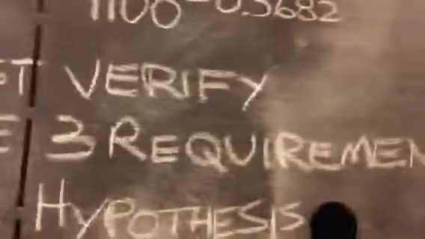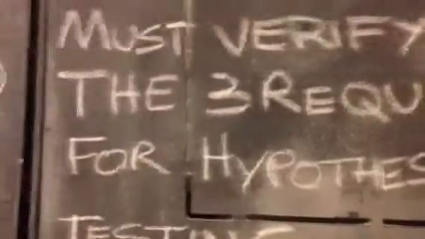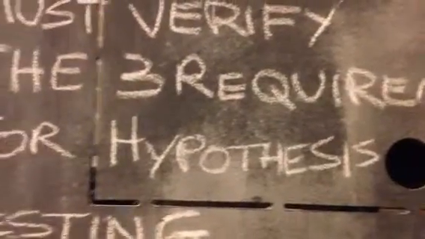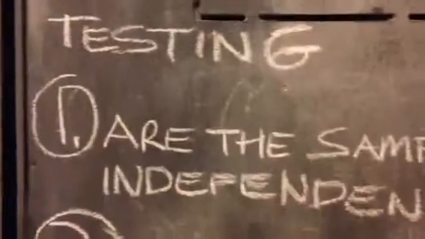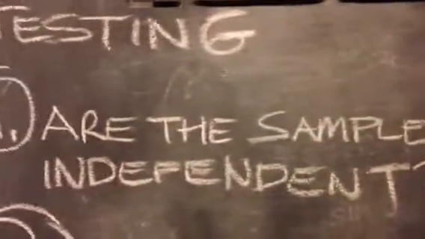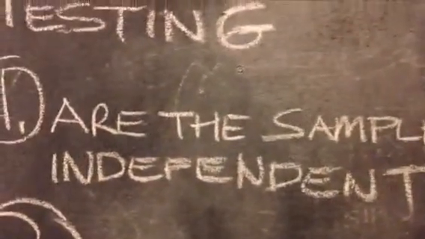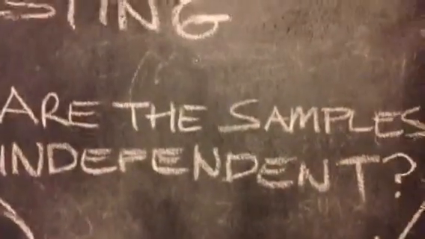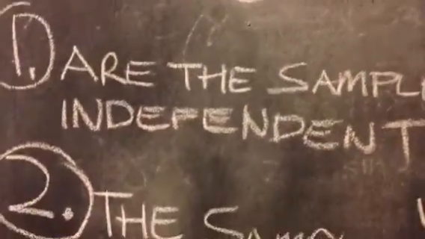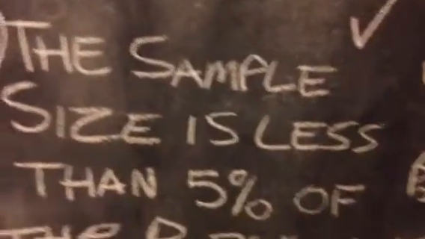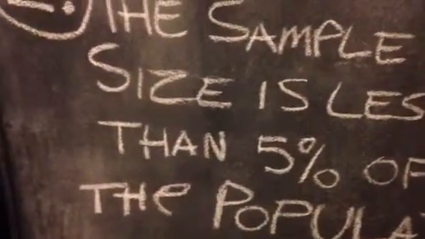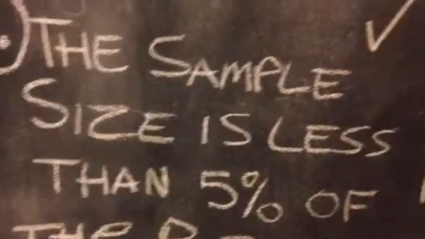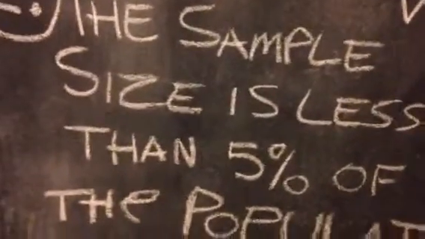So now what do we do? We must verify the three requirements for hypothesis testing. The first one, are the samples independent? Well, I don't know if they could be any more independent. They're 60 years apart and using completely different people. Second thing, the sample size is less than 5% of the population. Out of the entire population, 1,100, yeah, I think that's less than 5%. So I think we're good there.